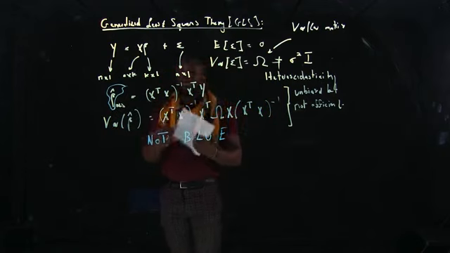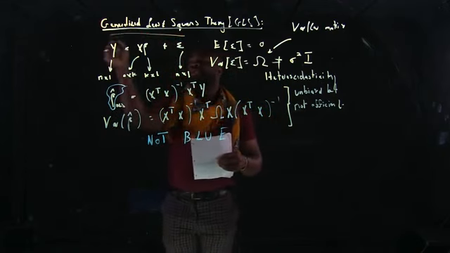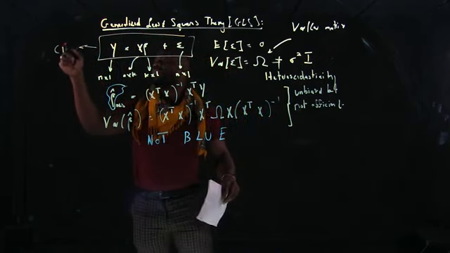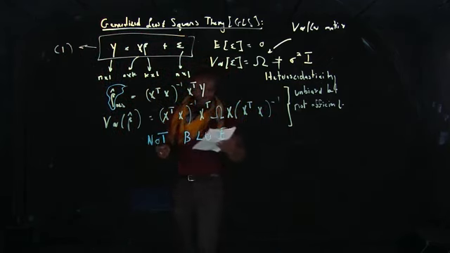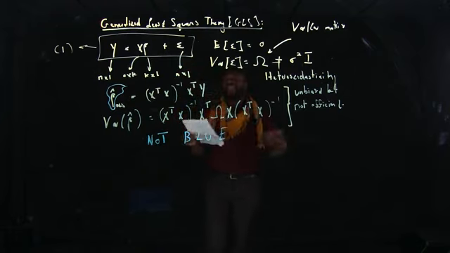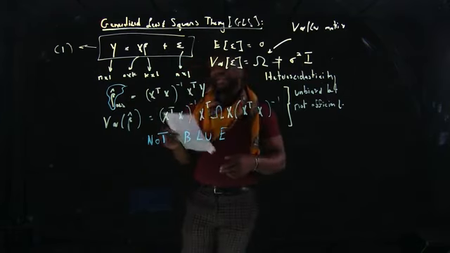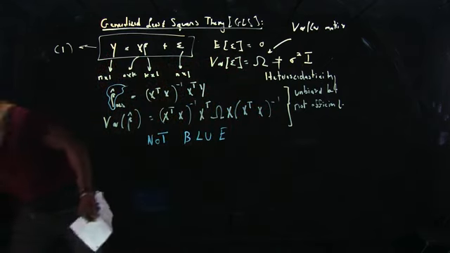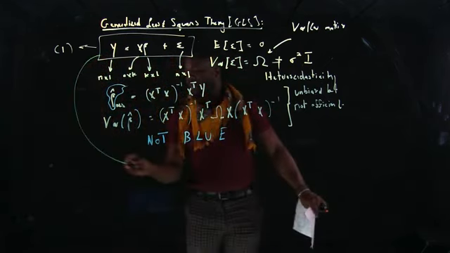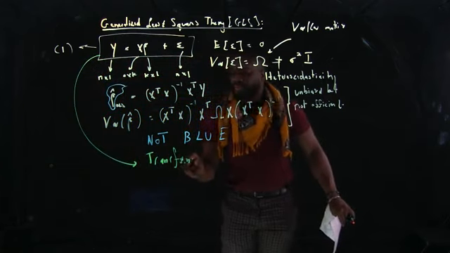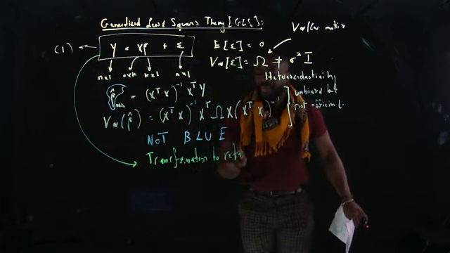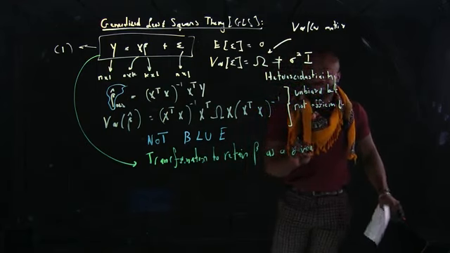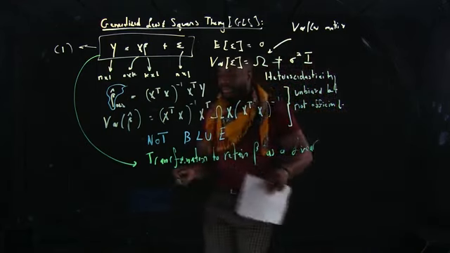I'm going to call this my equation number 1. We're going to have to do some sort of a transformation on equation number 1 such that it retains beta as a linear parameter vector. So we need to do a transformation to retain beta as a linear parameter vector.